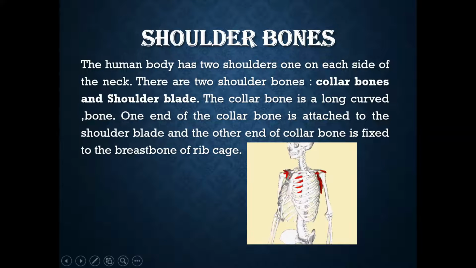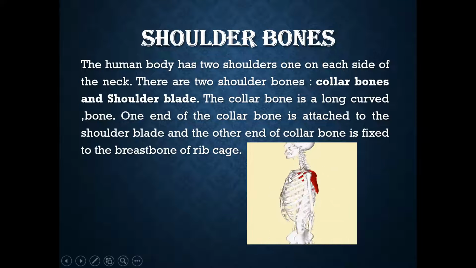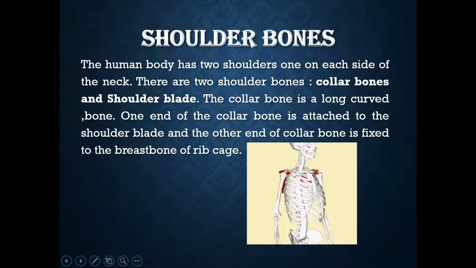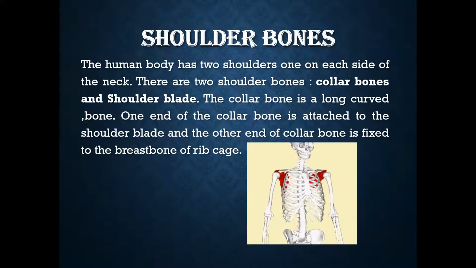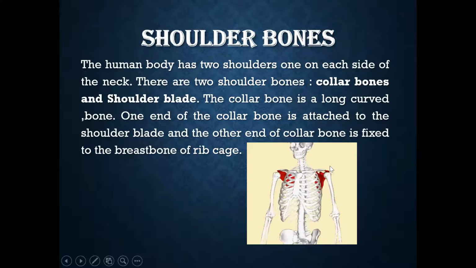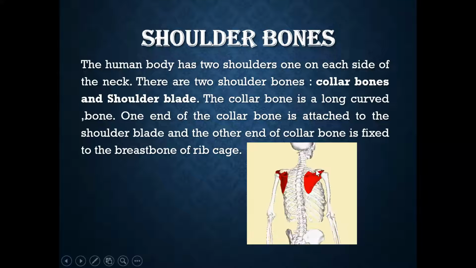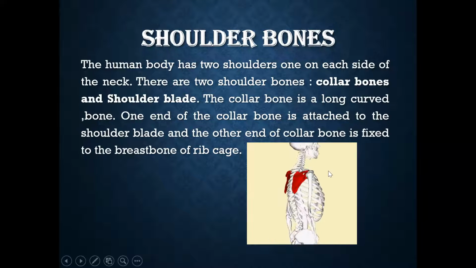The collar bone is a long, curved bone. One end of the collarbone is attached to the shoulder blade and the other end of the collarbone is fixed to the breastbone of the rib cage. One end is attached to the shoulder blade and the other end is to the chest bone, the rib cage.